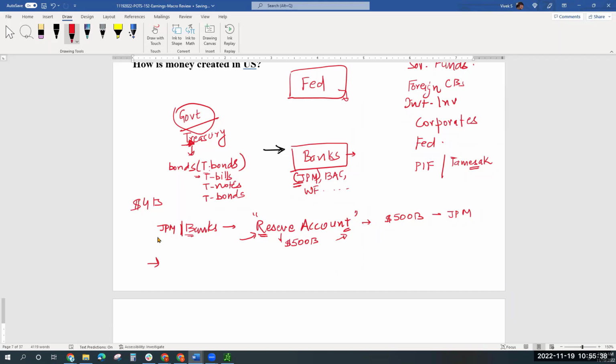So in this case, let's take an example of JP Morgan. JP Morgan has now got $500 billion in the reserve account with the Fed. Now, the Fed has something called a reserve ratio that each of the banks is supposed to maintain. And the other side of the banks is you and I, individual savers.